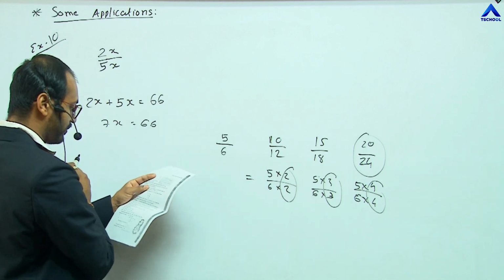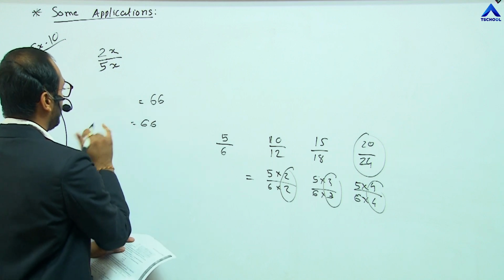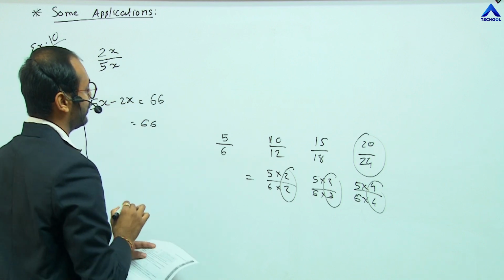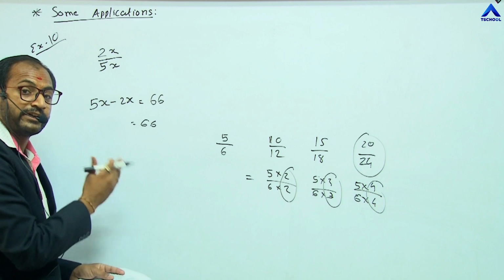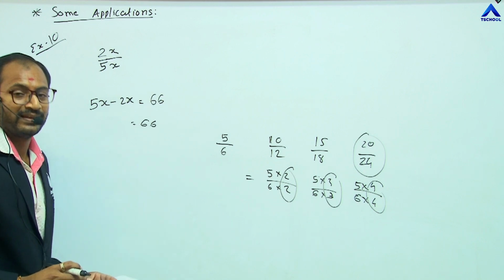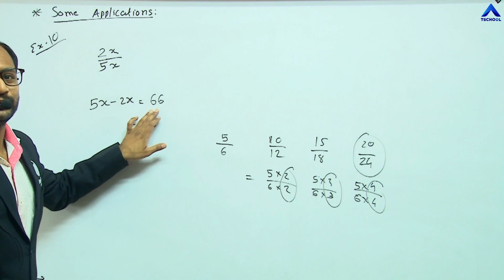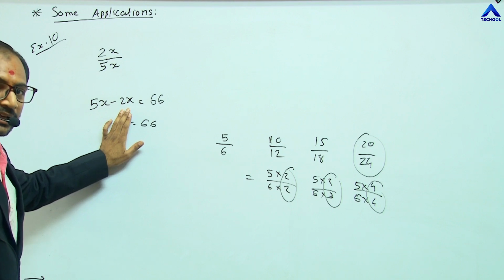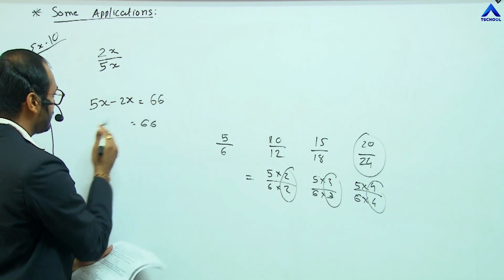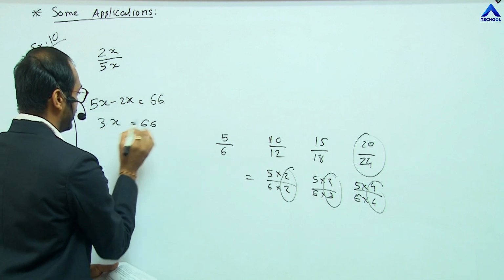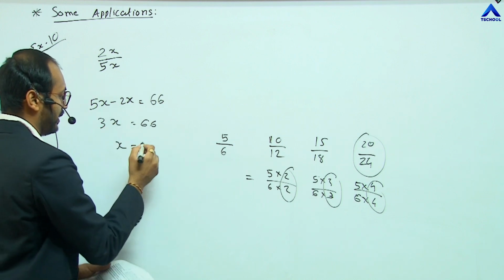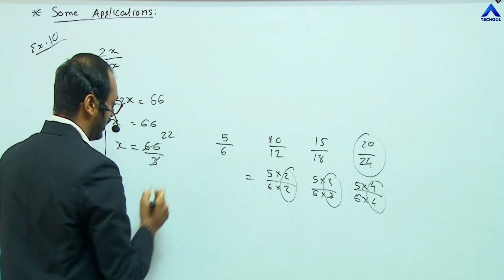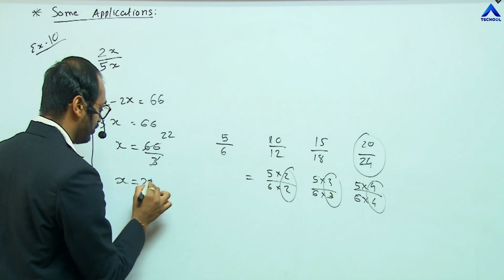Sorry, the difference between these two numbers, that means 5x minus 2x. Why are we taking 5x minus 2x instead of 2x minus 5x? Because the given result is positive. Hence we are taking 5x minus 2x. Clear? So 5x minus 2x, that is 3x, equals 66. So x equals, let me divide by 3 on both sides, 22 threes are 66. So x equals 22.